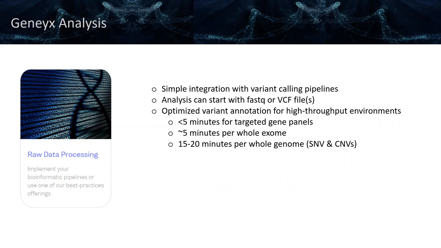So for targeted gene panels and whole exomes, it takes around 5 minutes to annotate these samples, but for whole genomes, including the single nucleotide variants and CNVs, this can take 15 to 20 minutes. So it is a scalable solution.